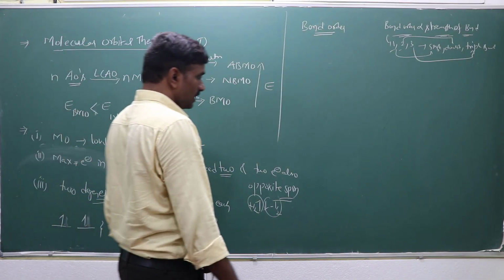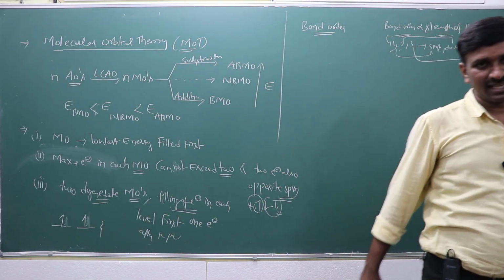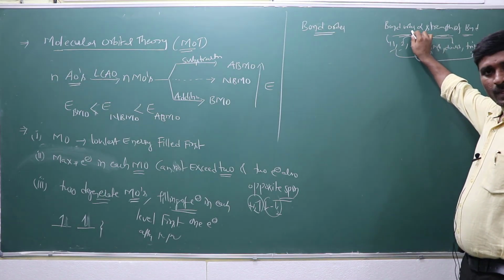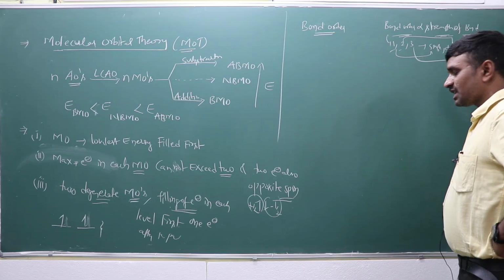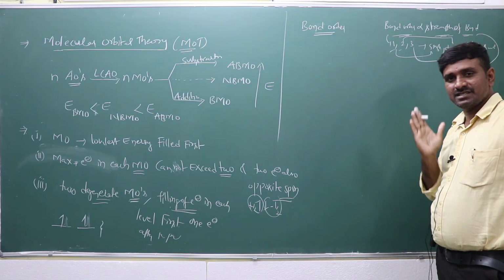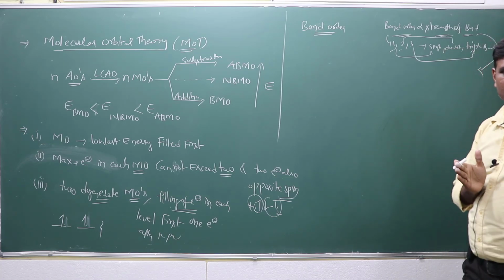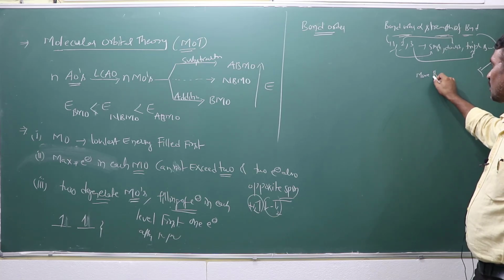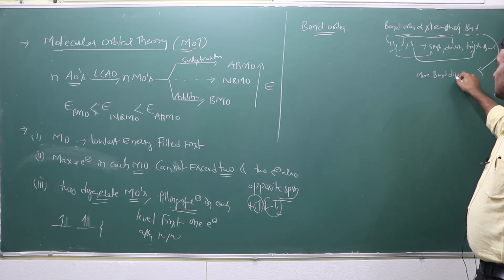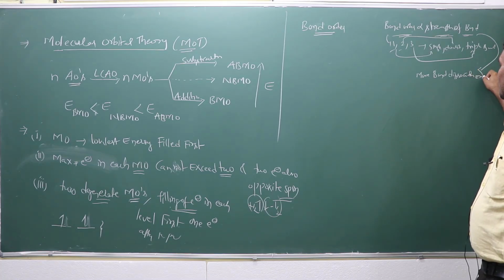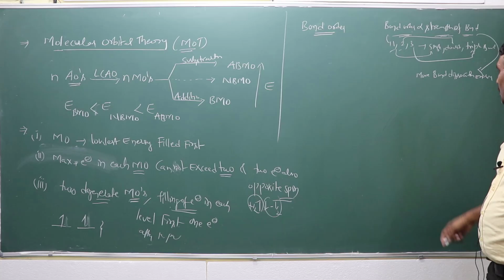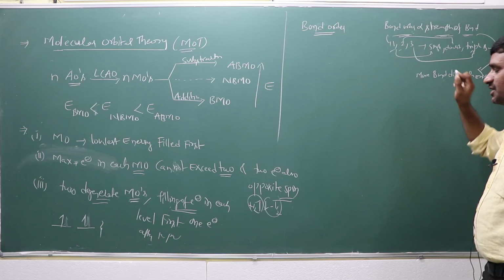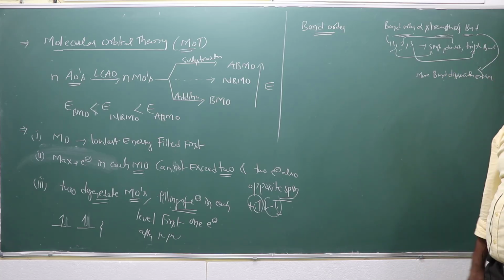So that's why bond order is directly proportional to the strength of the bond. When bond order is more, the strength of the bond is more. When the strength of the bond is more, for cleavage of the bond, the required bond dissociation energy is also more. So bond order is directly proportional to the strength of the bond as well as the bond dissociation energy.